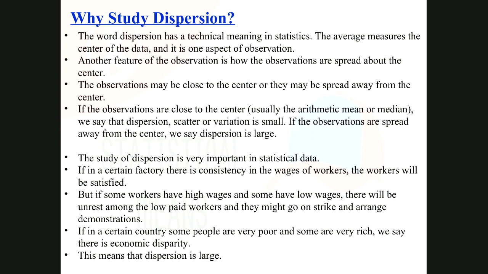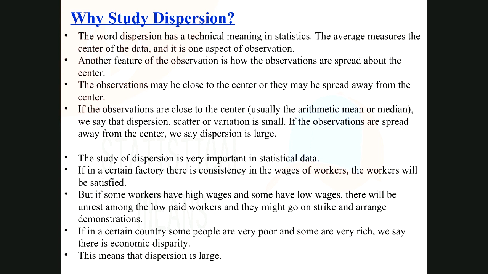If the observations are close to the center, usually the arithmetic mean or median, you say the dispersion, scatter, or variation is small. If the observations are spread away from the center, you say the dispersion is large. And the study of dispersion is very important in statistics.